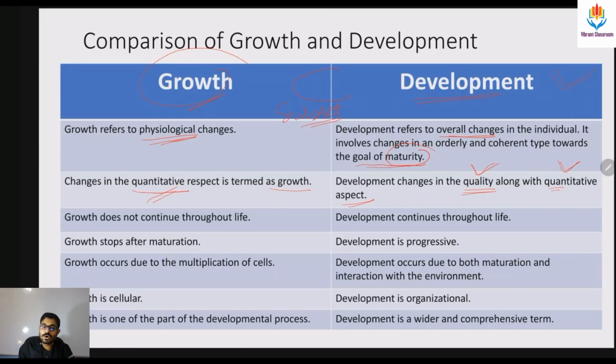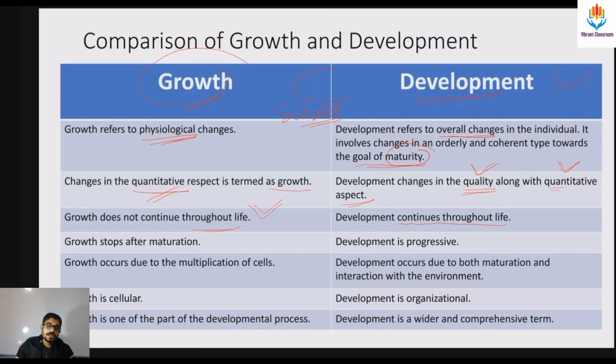Growth does not continue throughout life. Remember, growth does not continue throughout life. That means at a particular age your growth will stop. You become a fully physically mature individual, not in other aspects. Only in a physically mature individual do we consider that growth has stopped. Due to that we consider growth is not a continuous process. Similarly, development is continuous throughout life. In our previous slide we already discussed that development starts from the mother's womb and ends at the tomb.